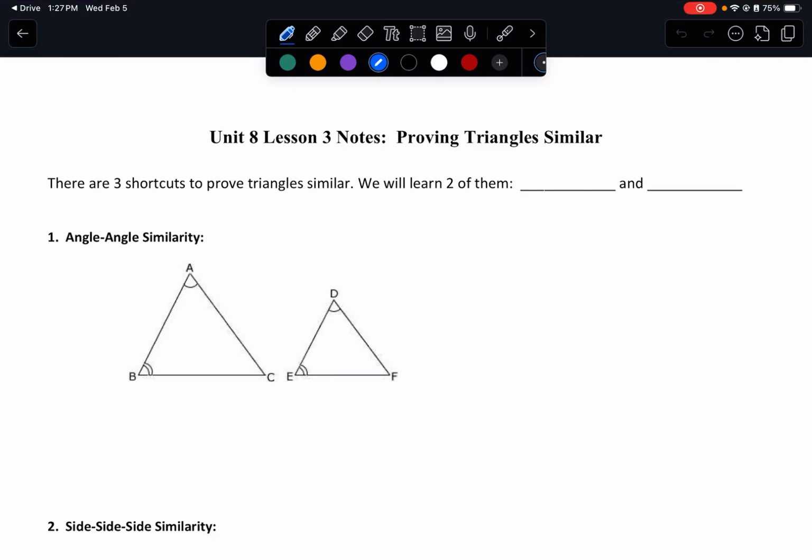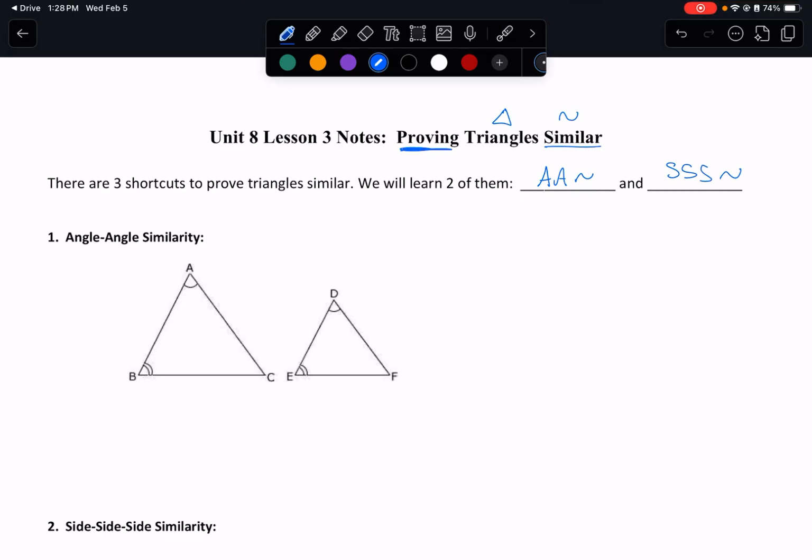Okay, guys, so today we're going to talk about how you can prove triangles are similar. There are technically three different ways that we can prove triangles are similar, but we're going to only focus on two of them. We're going to focus on angle-angle similarity and side-side-side similarity.